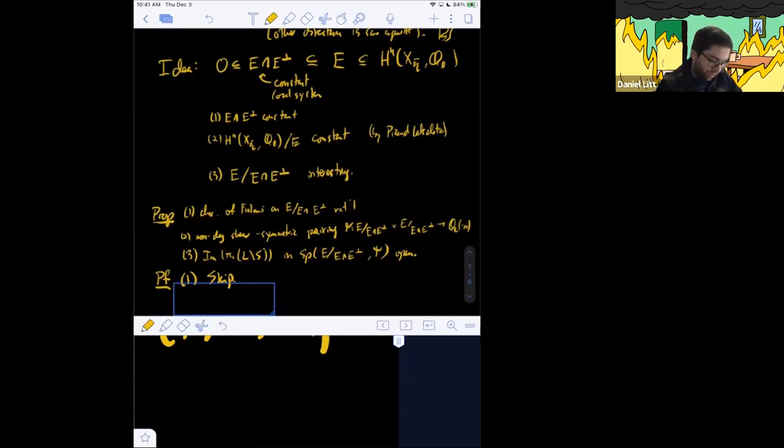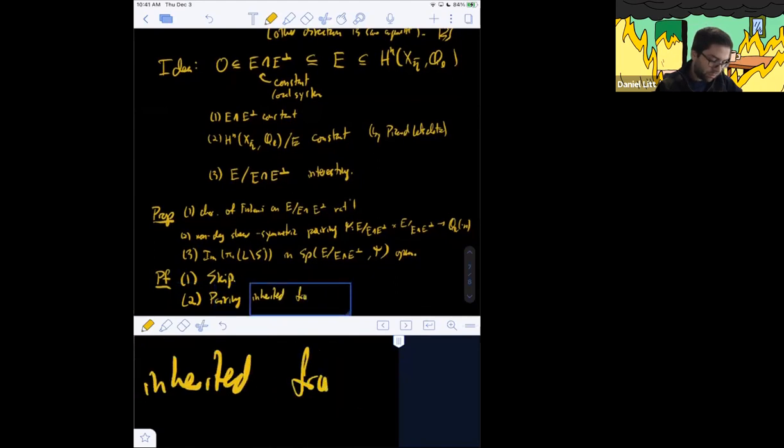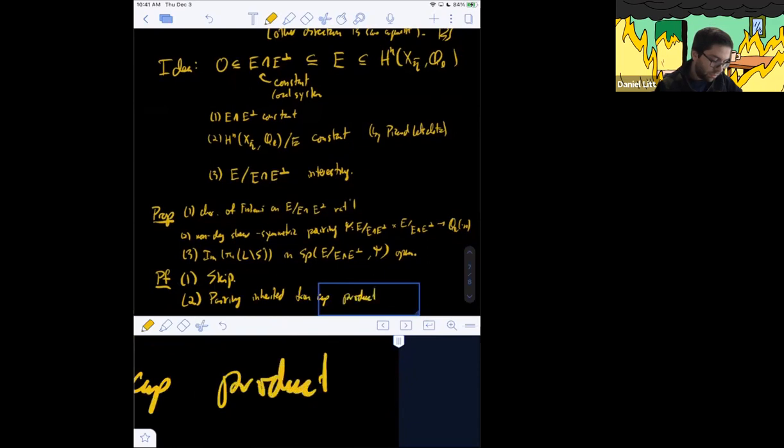So two is not so bad. Two is you just inherit the pairing. The pairing is inherited from the cup product. Okay, can anyone tell me why it's non-degenerate? Symmetric, or skew symmetric, just follows from the fact that the cup product itself is skew symmetric on odd degree cohomology. So why is it non-degenerate?